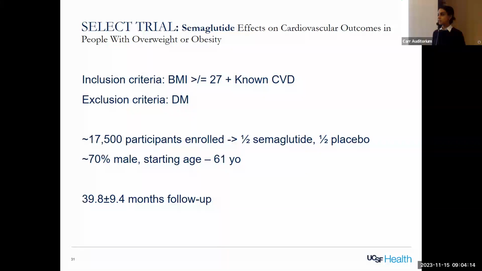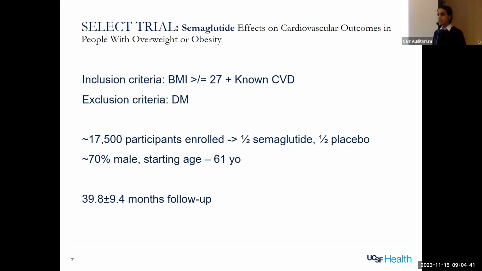So the inclusion criteria for this study was individuals with a BMI greater than or equal to 27 with a history of known CVD. So these are patients at baseline who are pretty sick. Again, they excluded individuals with diabetes to not have that confounding factor. And this was a very, very large scale study. Over 17,000 patients were enrolled. Half received semaglutide 2.4, the other half received placebo.